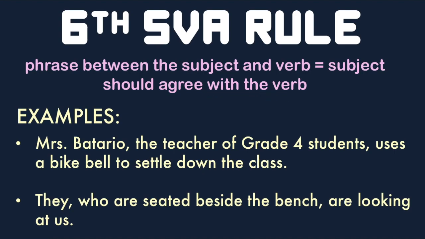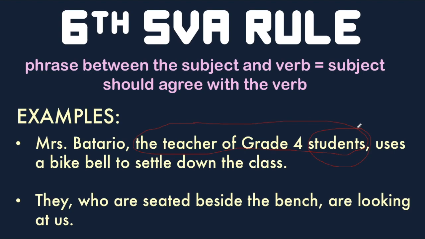What do I mean by that? Example, Mrs. Batario. Okay, Mrs. Batario, the teacher of grade 4 students, uses a bike bell to settle down the class. Can you point where the phrase is? Okay, great. This is the phrase. It's again between the subject and the verb. And the phrase ends with students, right? And obviously students is in plural form.